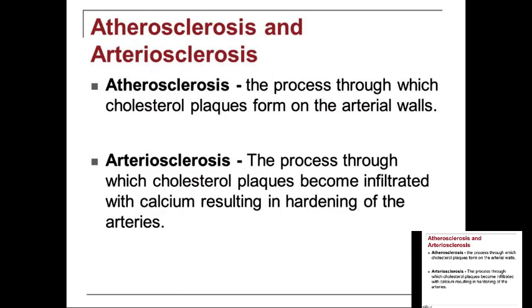Let's look at atherosclerosis and arteriosclerosis. So atherosclerosis is the process in which you get these cholesterol plaques that form on the arterial walls. Notice it doesn't say it's on the endothelial layer or tunica intima. It's getting into the tissues of those walls. I'll show you what that looks like. Arteriosclerosis is when these cholesterol plaques become infiltrated with calcium, and it's going to result in hardening of the arteries and a loss of elasticity of the arteries, which means that the blood pressure is going to go up. High blood pressure.